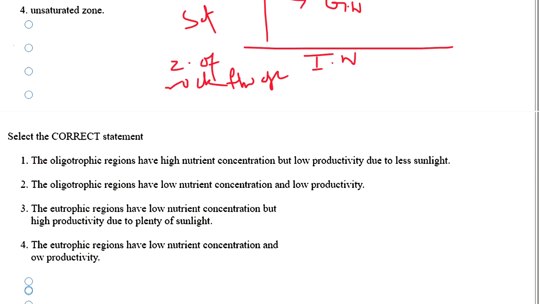And the next question is, select the correct statement. The oligotropic region, and there is one more term, eutropic region. First, we should know the meaning of these two terms. And is there any other term that is also included? After that, these questions will be very easy. Oligotropic, and there is one more term.